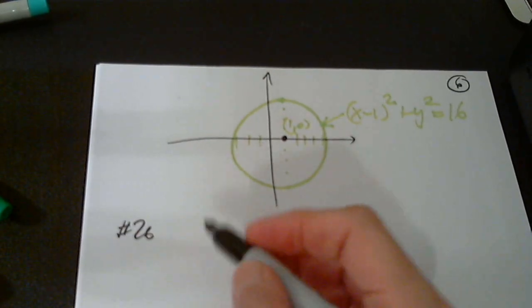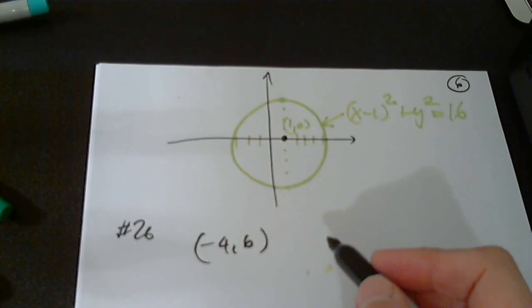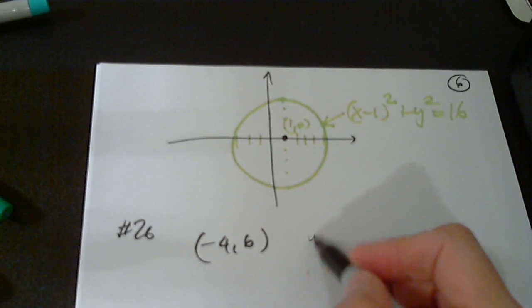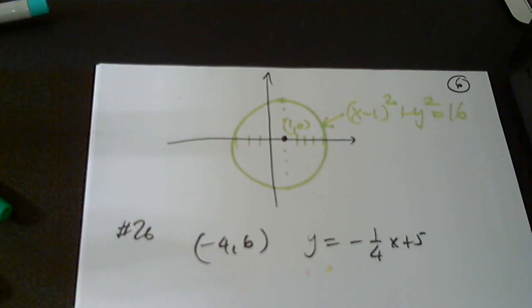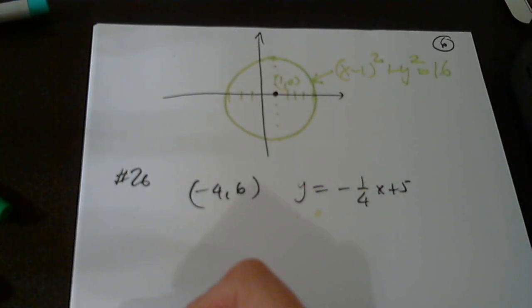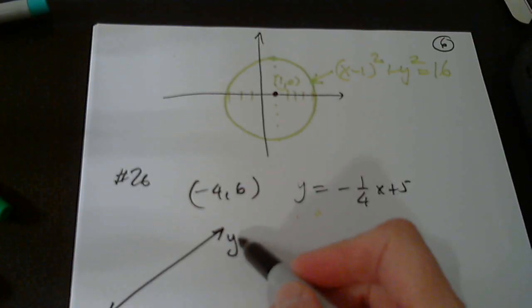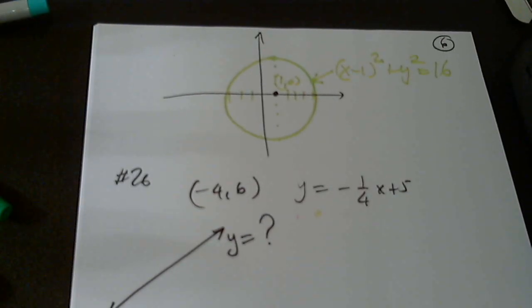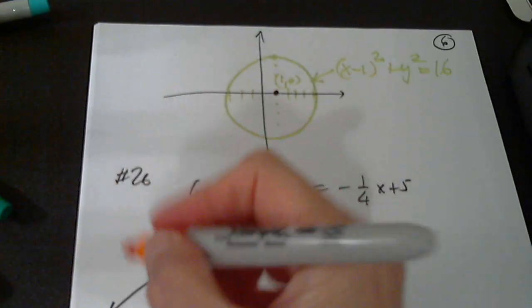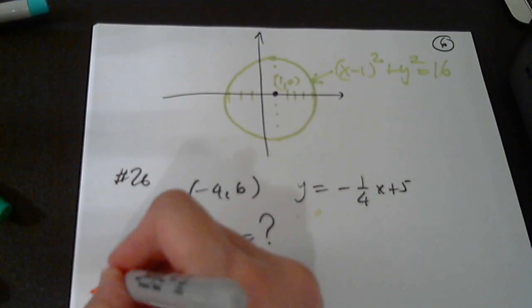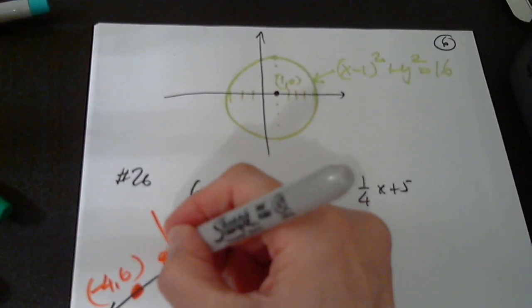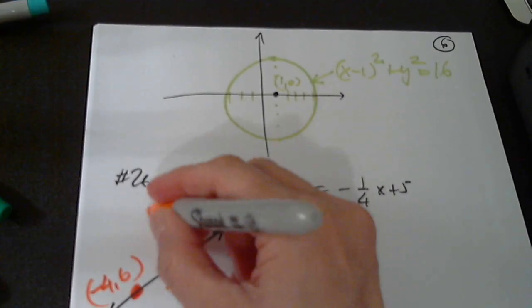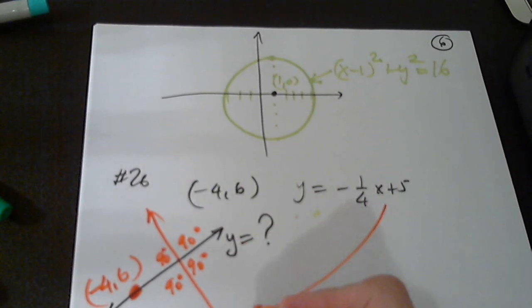So remember the scenario. The point is negative 4, 6, and the line is perpendicular to y equals negative 1/4 x plus 5. So here's the scenario. This is the equation of a line that we do not have, but we know 2 things about it. We know that it passes through this point, and it's also perpendicular, 90 degrees, to this line, y equals negative 1/4 x plus 5.